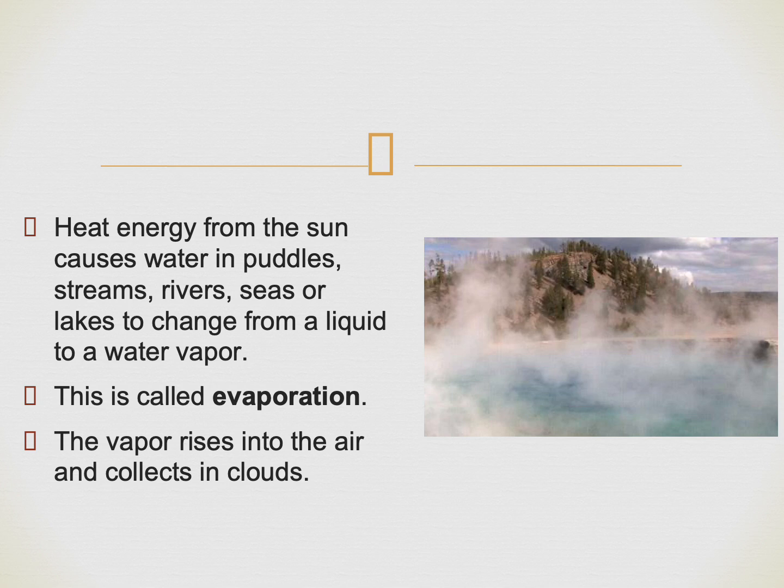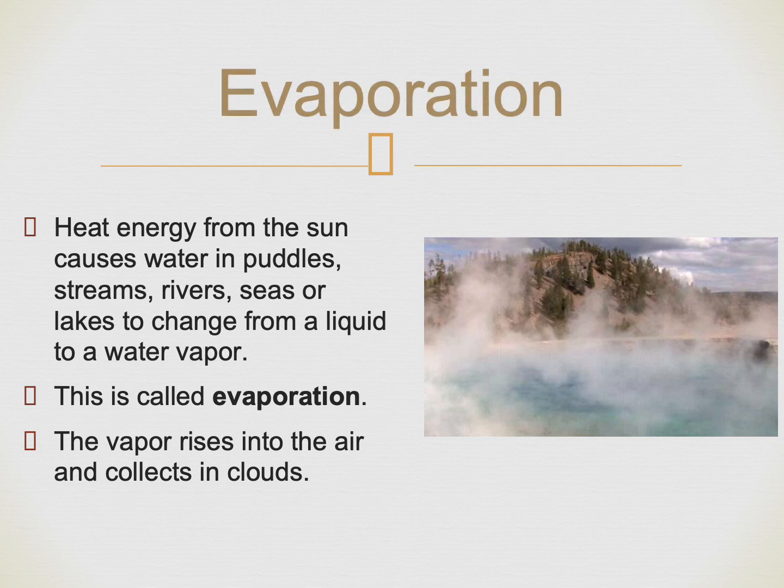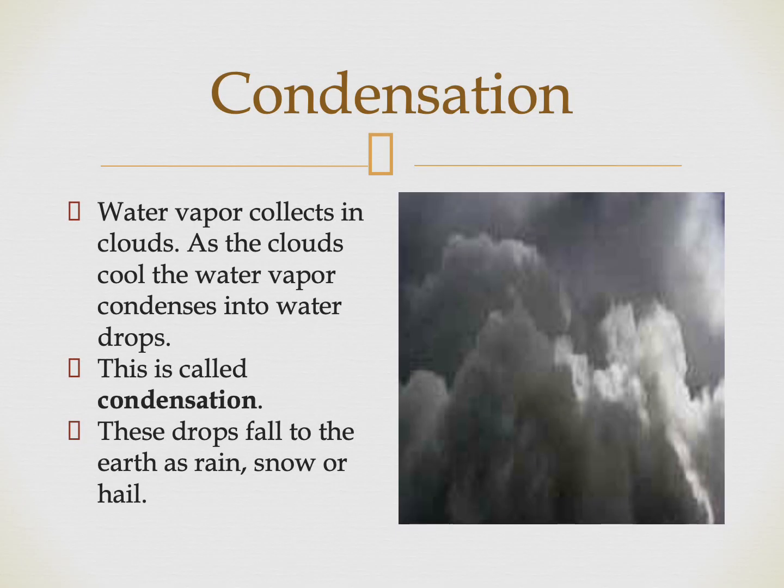The vapor rises and then collects into our clouds. After evaporation, we have condensation. Condensation then leads to water vapor collecting in our clouds. As the clouds cool, the water vapor condenses and then drops down into the earth. Okay, this is again called condensation, aka when it rains, snows, or even hails.